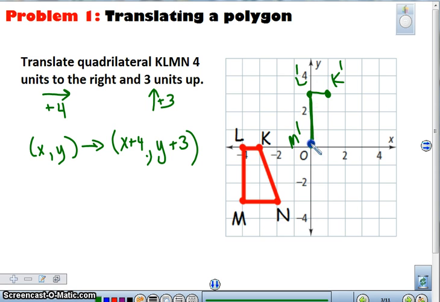Okay, so I'm looking at this one. Notice N is over 1, 2, over 1, 2. Did I still use my rule? Did I go over 1, 2, 3, 4, and up 1, 2, 3? I did. So we are drawing those figures, and we are now labeling them with the prime to let us know that it's our new one.